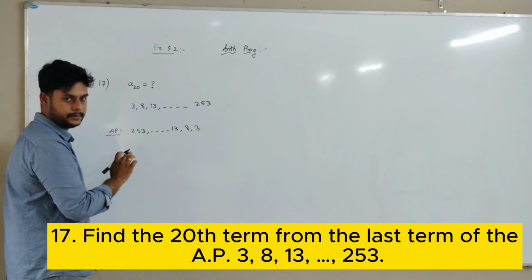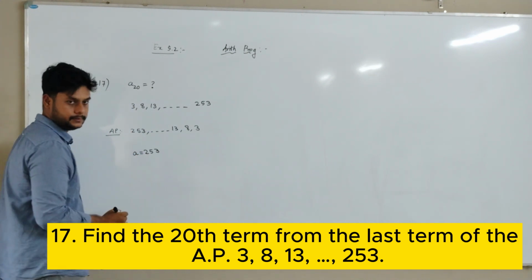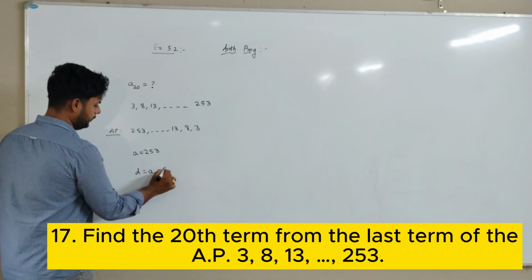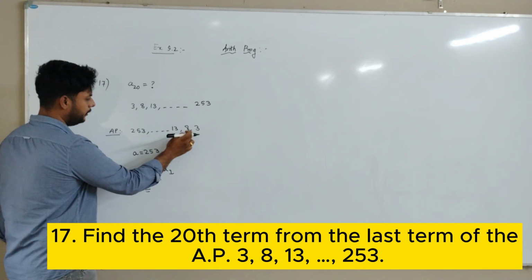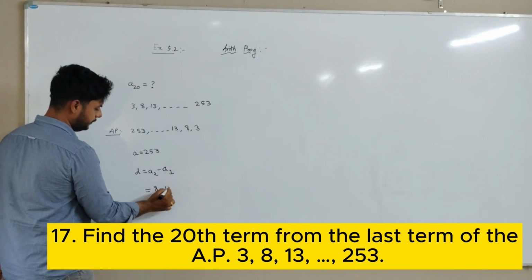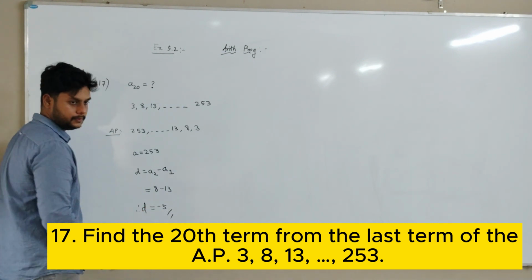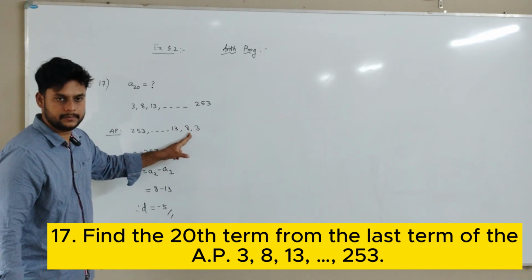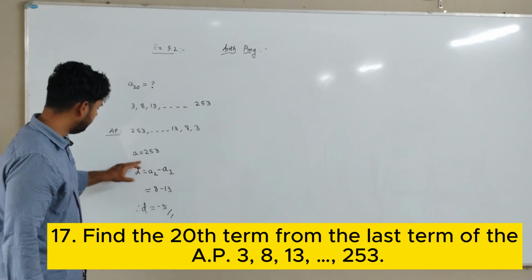I should find A20. So what is my A here? A is 253. D is equal to A2 minus A1. Since I don't know my A2, I will consider these as A1, A2. A2 is 8 minus 13, which is minus 5. We can take this minus this or this minus this, same answer we get. So I got my D, and I have my A.